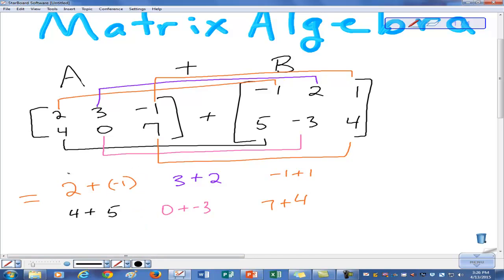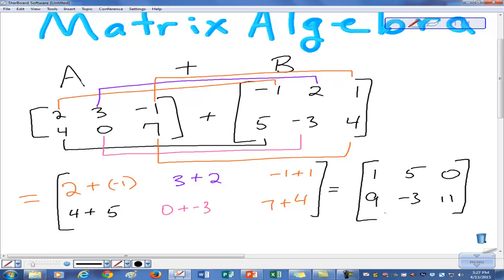And now we are simply just going to add these together. We get 2 and -1, and that's going to be a 1. 3 plus 2, that'll be a 5. -1 and +1, that's a 0. 4 plus 5, that's 9. 0 plus -3, that's -3. 7 plus 4, that is 11.